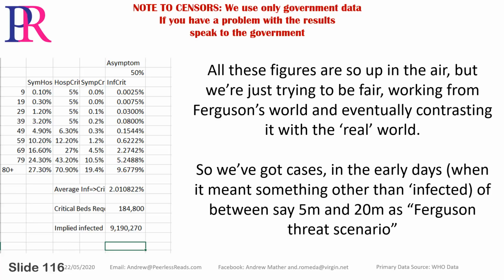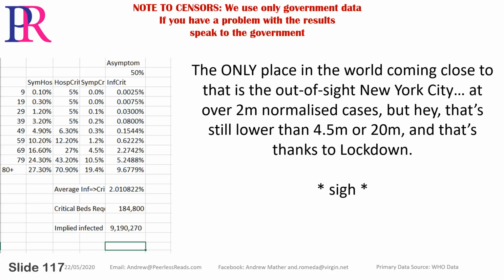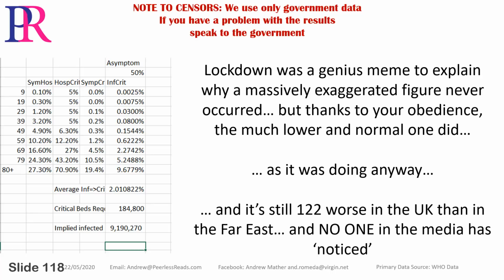So we've got cases in the early days when it meant something other than infected of between say 5 million and 20 million as Ferguson threat scenario. The only place in the world coming close to that is, out of sight, New York City at over 2 million normalized cases. But hey, that's still lower than 4.5 million or 20 million, and that's thanks to lockdown. Oh dear. Lockdown was a genius meme to explain why a massively exaggerated figure never occurred. But thanks to your obedience, the much lower and normal one did, as it was doing anyway, and it's still 122 times worse in the UK than in the Far East, and no one in the media has noticed.